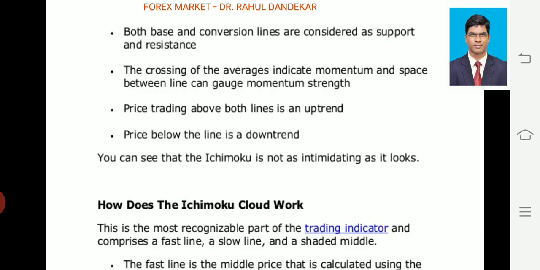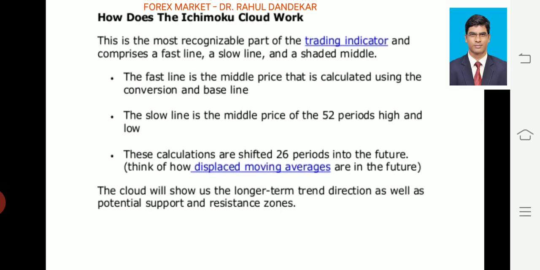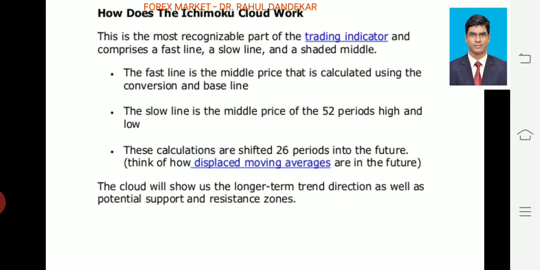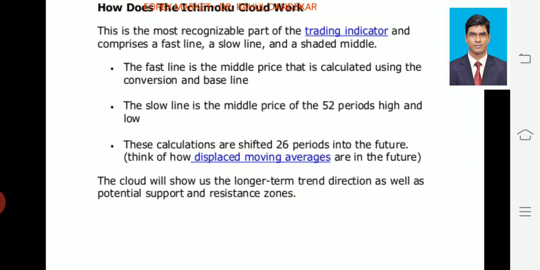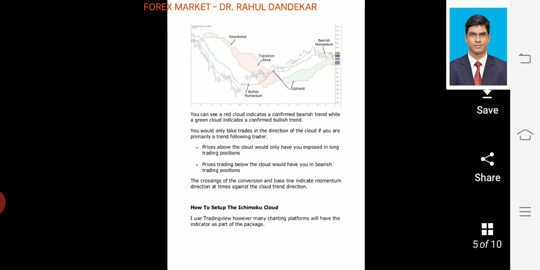How does the Ichimoku cloud work? This is the most recognizable part of the trading indicator and comprises a fast line, a slow line, and a shaded middle. The fast line is the middle price that is calculated using the conversion line. The slow line is the middle price of 52 periods high and low. These calculations are shifted 26 periods into the future. Think of them as displaced moving averages in the future. The cloud will show us the longer term trend direction as well as potential support and resistance zones.